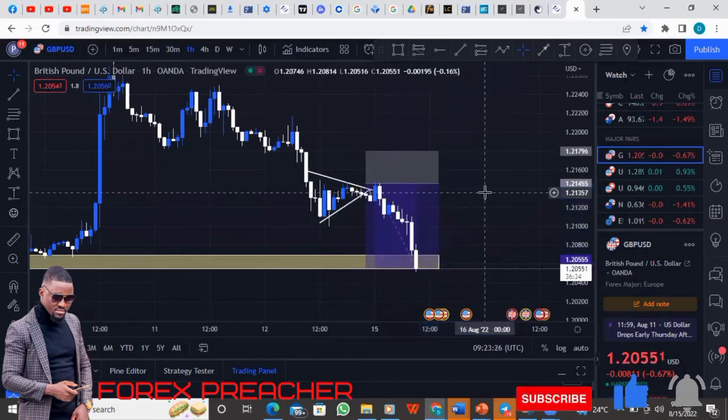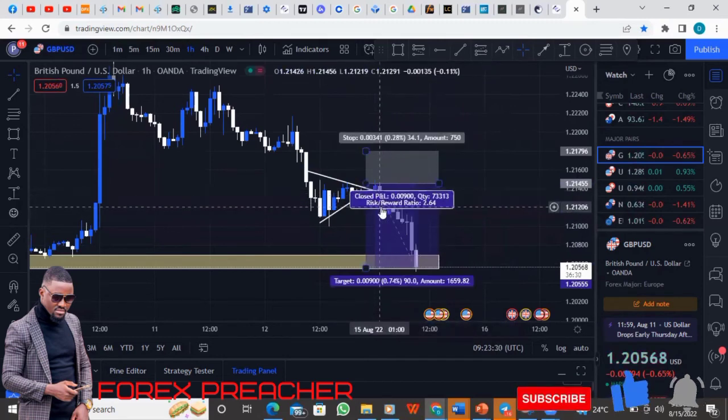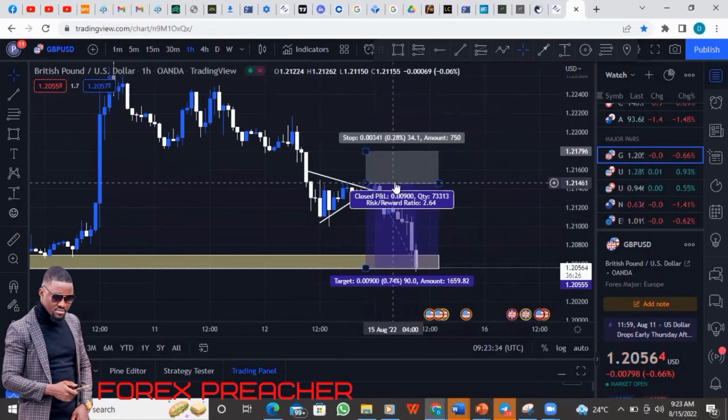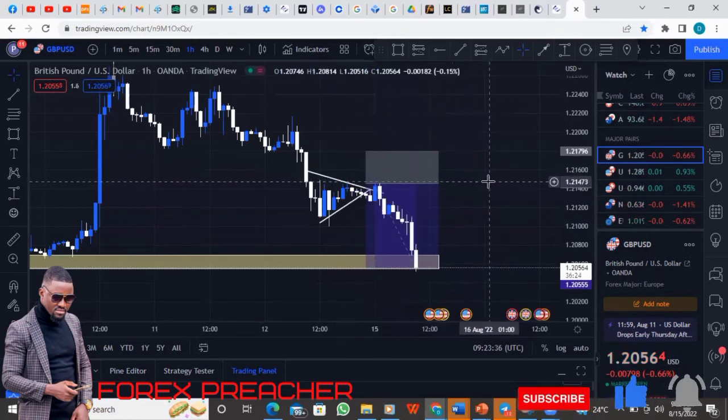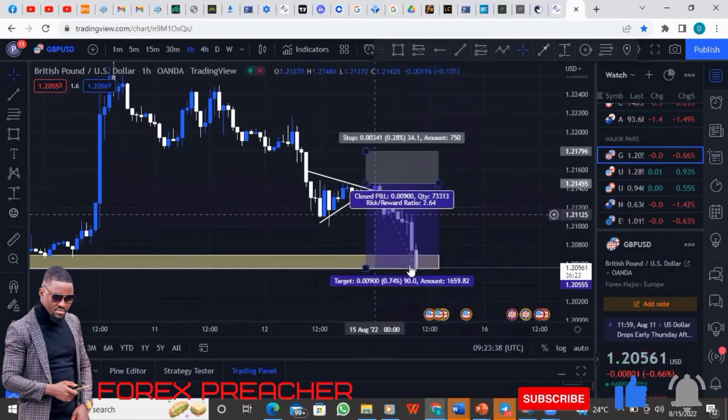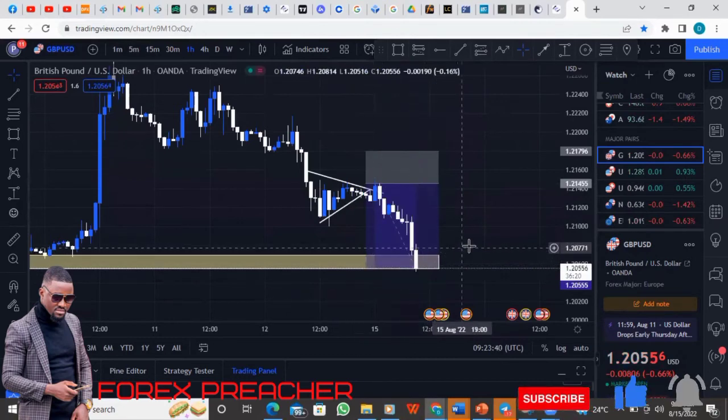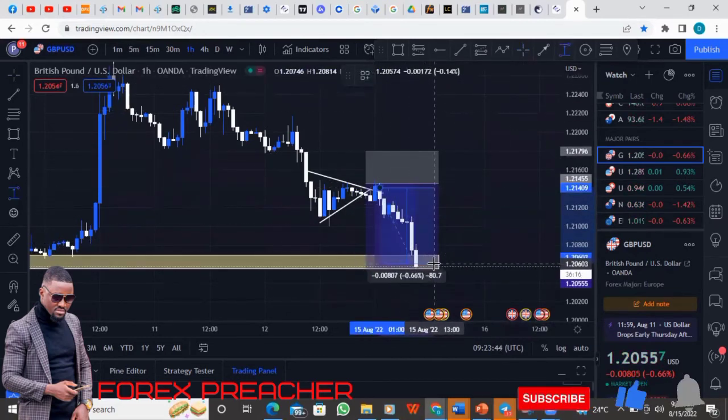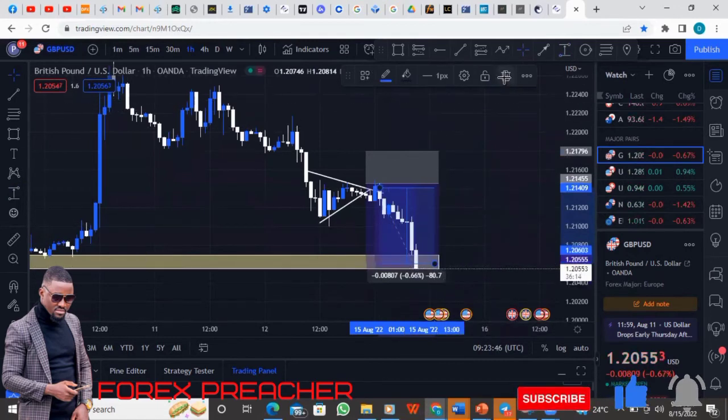Now your stop losses should not be that close, because look at what happened over here. This went up a little, and if your stop loss was here, you would be taken out of the market. And this is what GBP USD has also given us this morning.